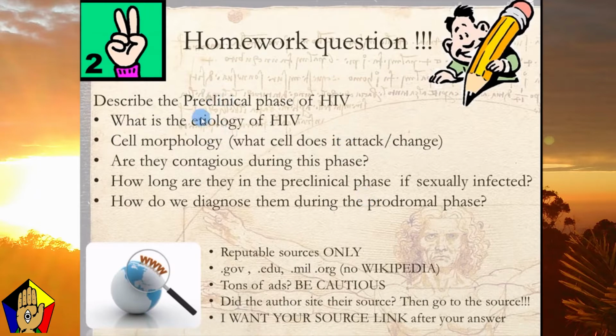So again, it seems like a lot, but you can answer this in probably less than 3 sentences. So I just want you to run through and explain this. So how do they get it? What cells does it affect, and how do the cells change? Are they contagious? How long have they had it before we can actually identify it? And then what are the first signs and symptoms that start setting in insidiously? Pretty easy explanation. So here's where you want to pause and write this question down and find the answers.